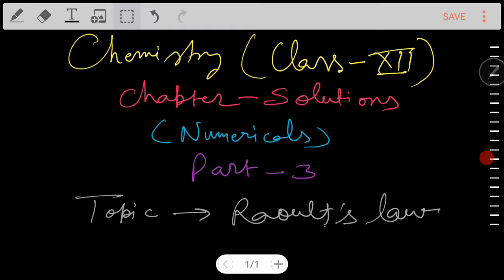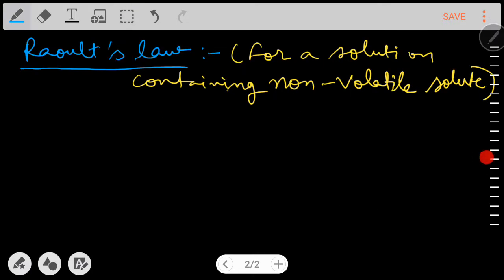Today we will discuss the third part of the numericals of lesson number 2 of class 12th, that is solution. In this section we will study the numericals based on Raoult's law. First of all, we will see what is Raoult's law and then we will discuss its numericals. First of all, we study Raoult's law for a solution containing non-volatile solute.